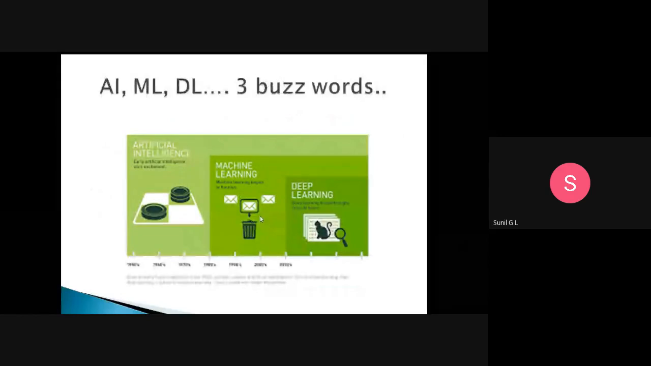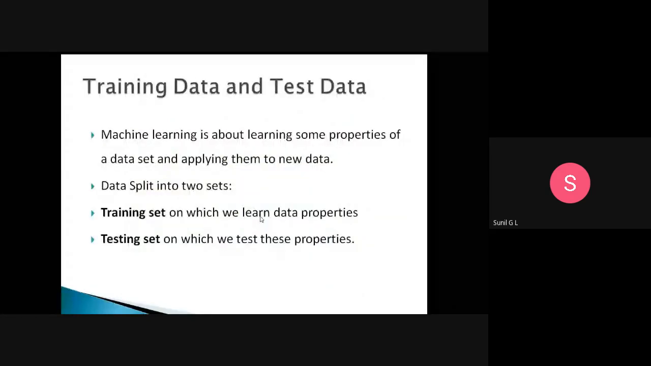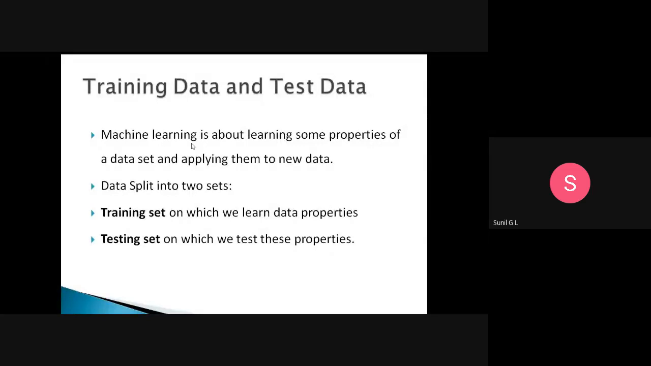So that is nothing but training data and test data. Training data is your class, test data is your exam, testing the skills. So machine learning is about learning some properties of a data set and applying them to new data. Whatever it has learned will be applied to new data.